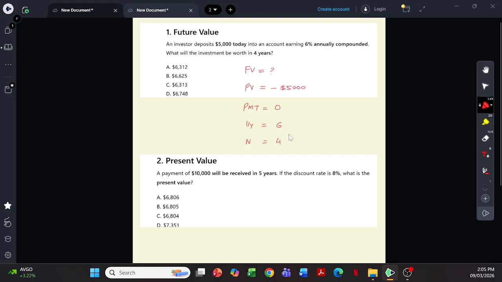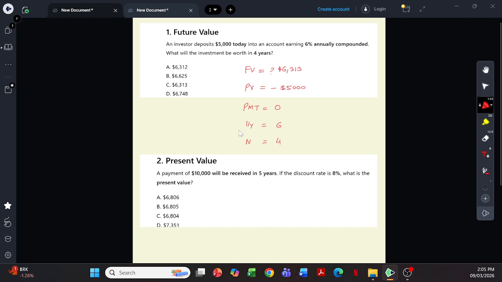Knowing all these inputs, we can simply calculate the future value. So let me put it into the calculator. Minus 5,000 present value, 6 is I/Y, 0 is payment, 4 is N, compute future value, and that's going to be $6,313. Okay, simple and straightforward.